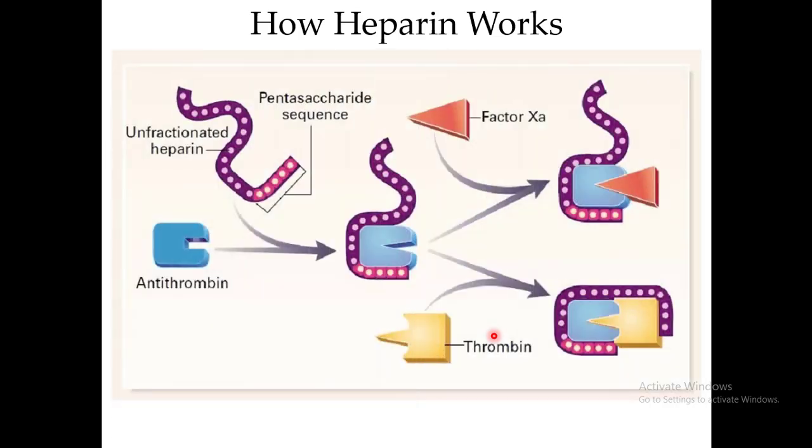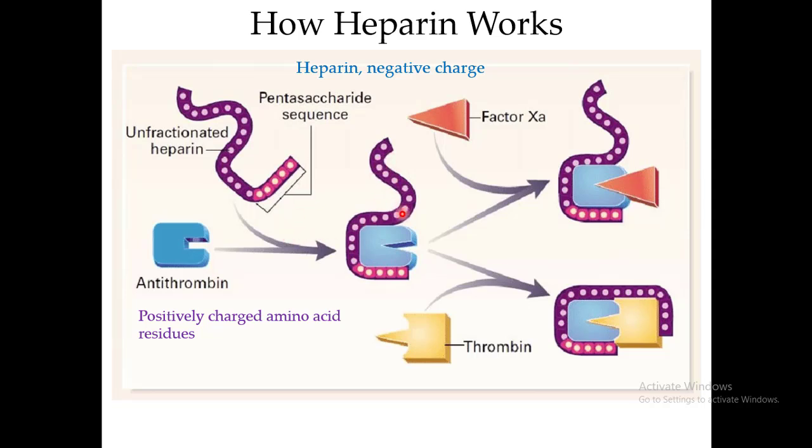Now, how does this heparin work? If you look at the structure, heparin has a particular structure known as the pentasaccharide sequence, and this pentasaccharide sequence has a negative charge. If you look at the structure of the antithrombin 3, it has positively charged amino acids in its composition, and the negative charge on the heparin and the positive charge on the amino acids present in the antithrombin lead to their interaction.